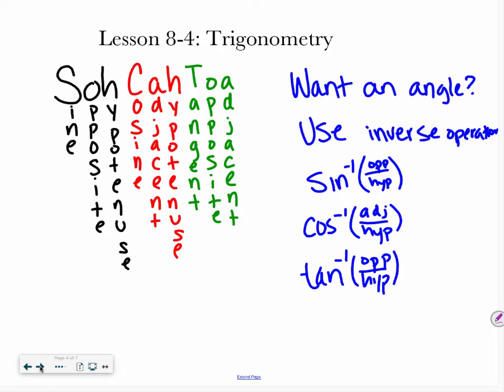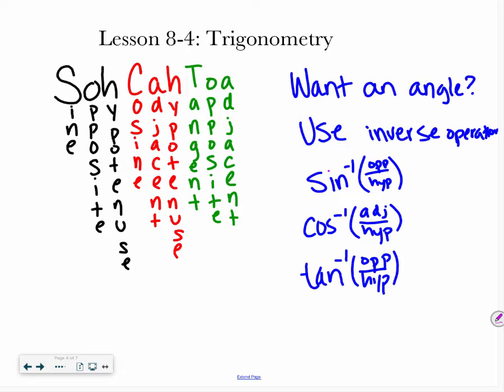So if I want to find an angle and I have the opposite side and the hypotenuse, I'm going to type into my calculator sine inverse, which is your second key and then the sine key. And then I'm going to type in whatever the length of my opposite is divided by whatever the length of my hypotenuse is.